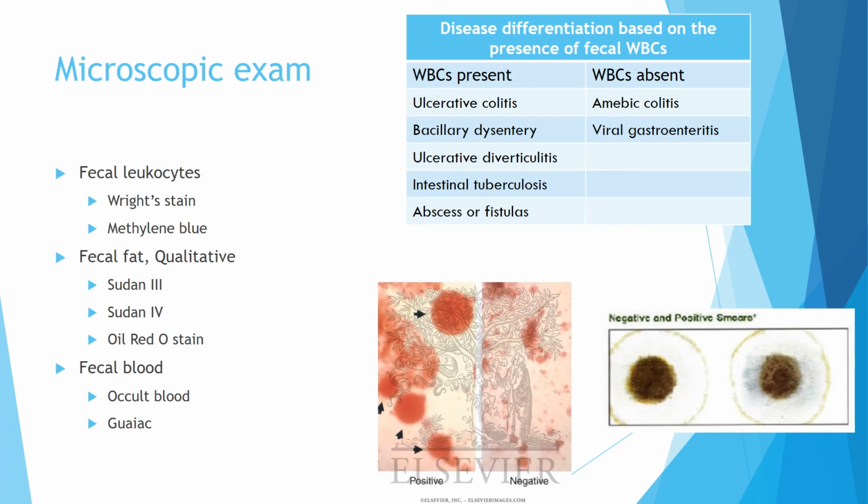Now, microscopic exam for stool can include a few different things. The three most common would be fecal leukocytes. That's very commonly done. We want to look for the presence of white blood cells in the stool. Even a few white blood cells. There should be none. Okay, so this can be done with a red stain. It can be done with methylene blue. We used to do it with a gram stain. You can do it a lot of different ways.